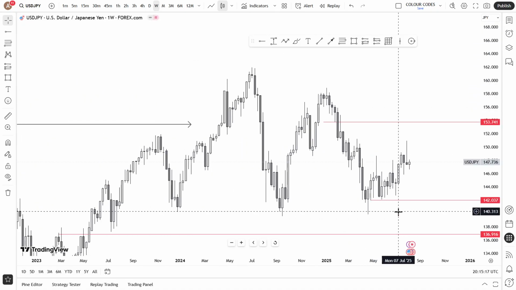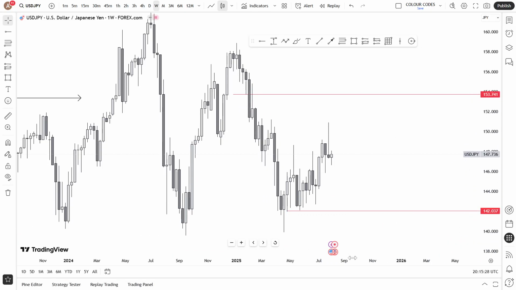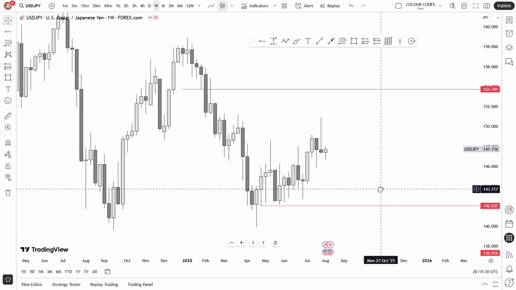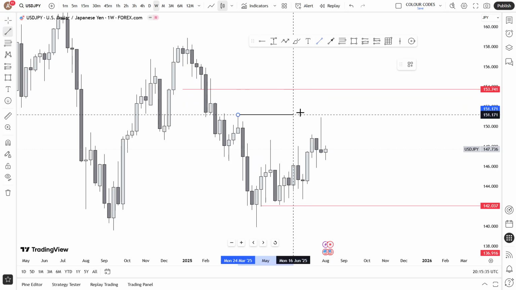On the weekly time frame, this is what we have. You can see on a monthly and 3 months, we have a fair value gap. But on a weekly, we have no fair value gap. It doesn't mean it doesn't exist. Price would always want to respect that one first. So we have an old high here.